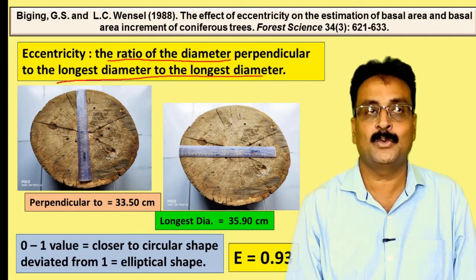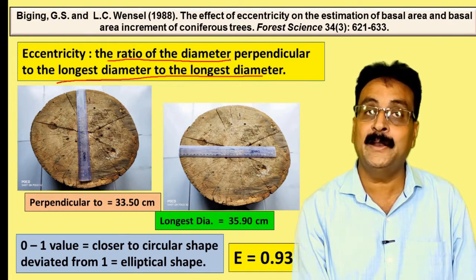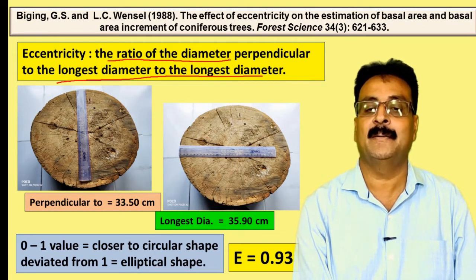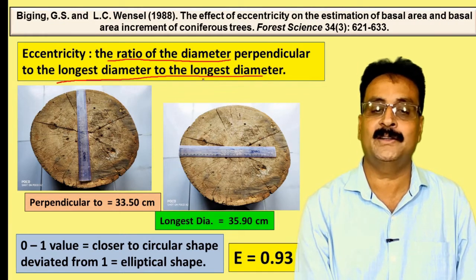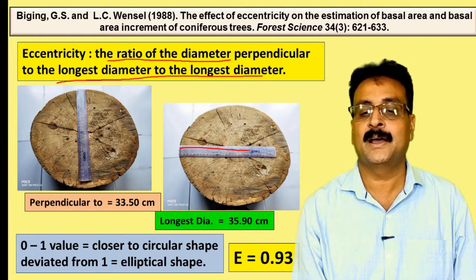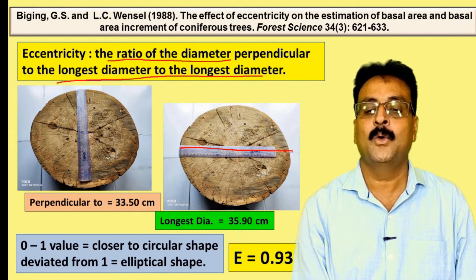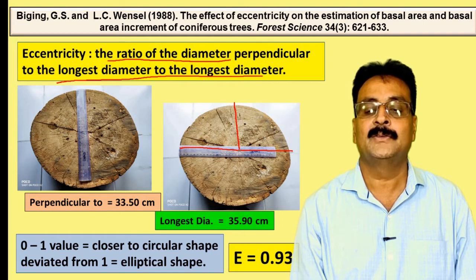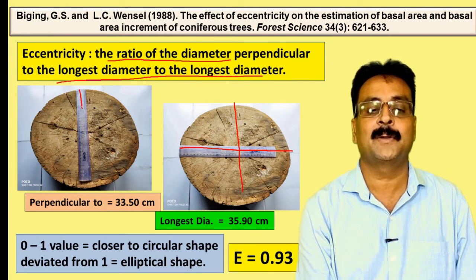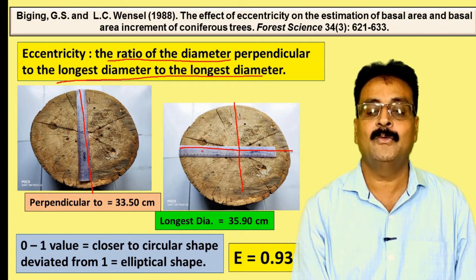So eccentricity, what is eccentricity? It is the ratio of the diameter perpendicular to the longest diameter. What does it mean? Let's take this is the longest diameter, and what is the perpendicular one to the longest diameter? So this is the perpendicular one. That is the ratio we'll find out.